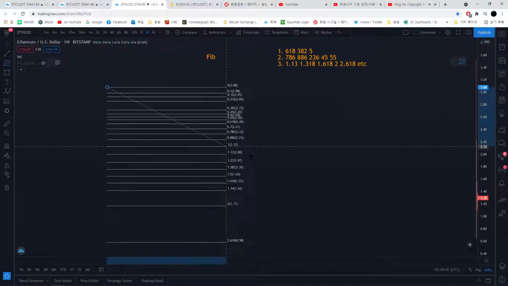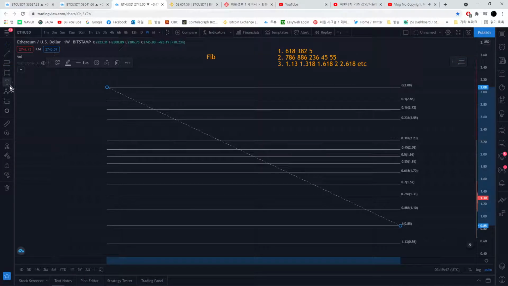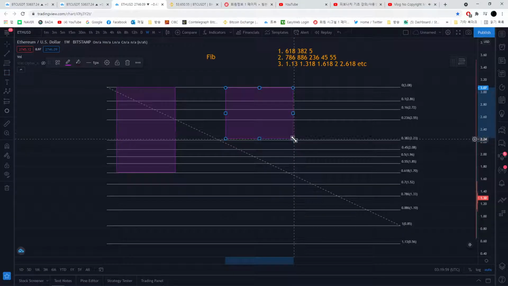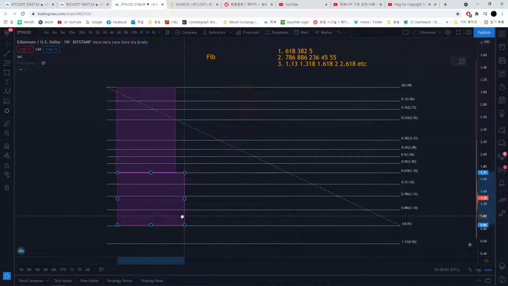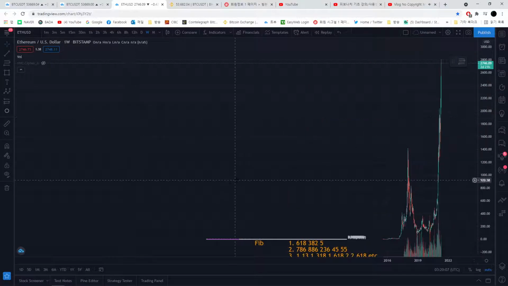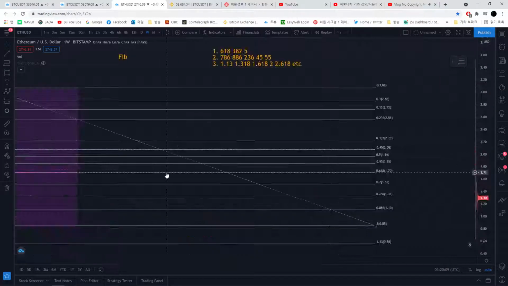Okay, so if I draw a Fibonacci and there is a 0.618 and you draw a 0.382, if you add them, they become 100, right? So even in extension, when it comes to extension, let's see.